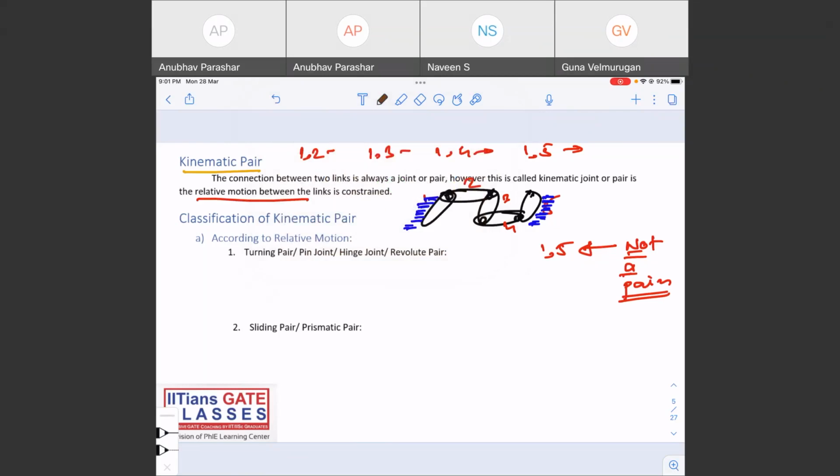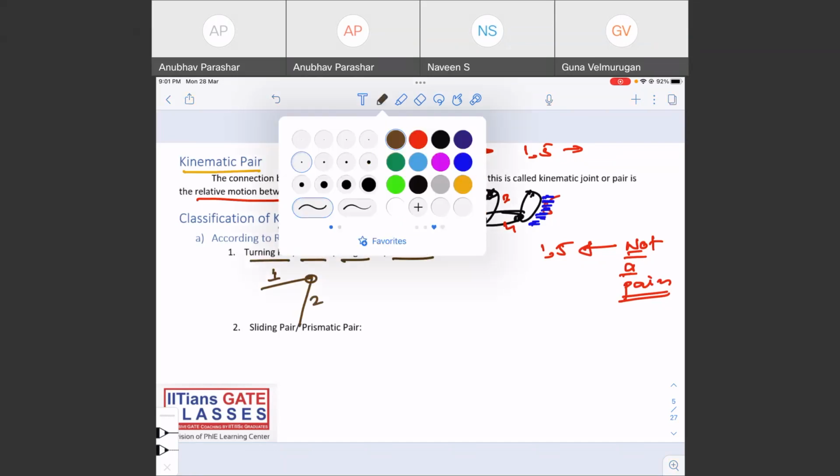Let us see some different kinematic pairs available for us. According to the relative motion, the first one is the turning pair, pin joint, hinge joint, or revolute joint. We represent it something like this. There's link 1 and link 2. I'll give you a very simple idea.